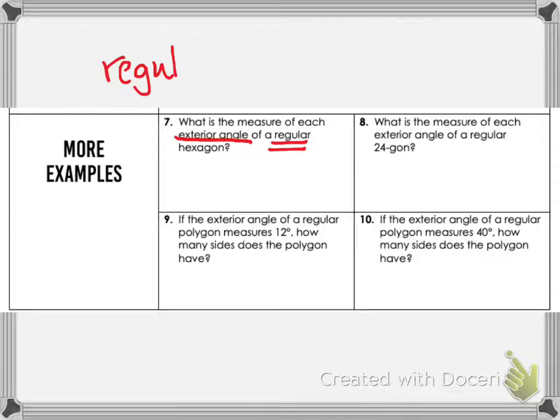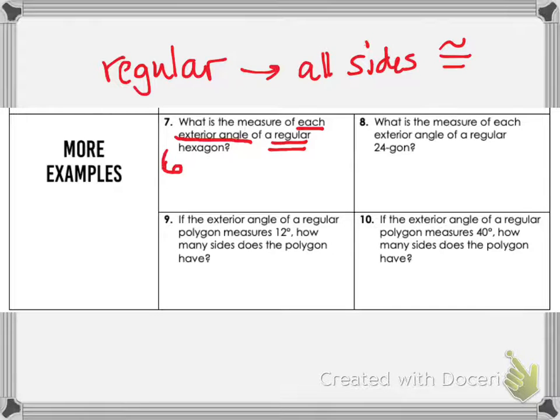When you see the word regular, it means all the sides are congruent. In other words, all the sides have the same length. And this says, what's the measure of each exterior angle? So the sum of the angles is 360. How many sides does a regular hexagon have? Hex is 6 sides, all right? 6 sides. So there's 6 exterior angles.